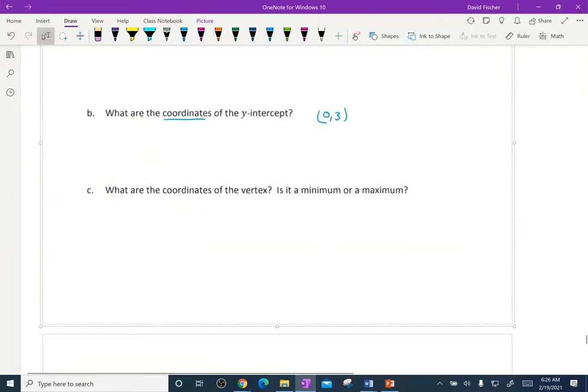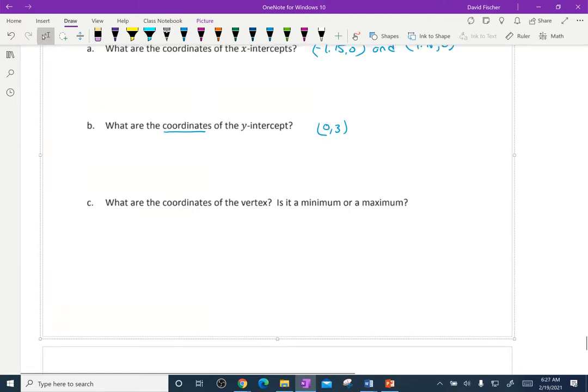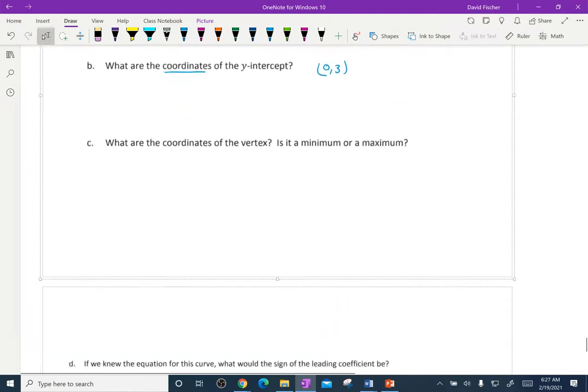What's the coordinates of the vertex? I thought we did that one. Oh, we did.